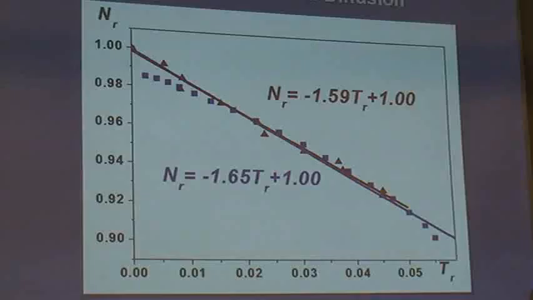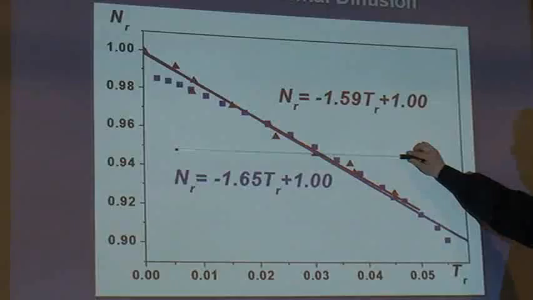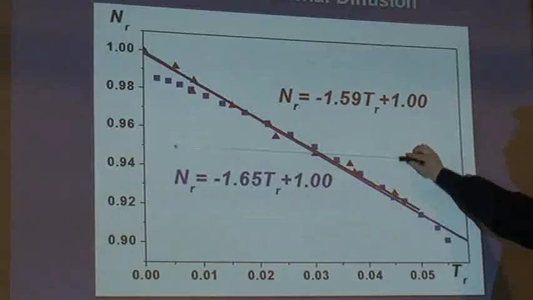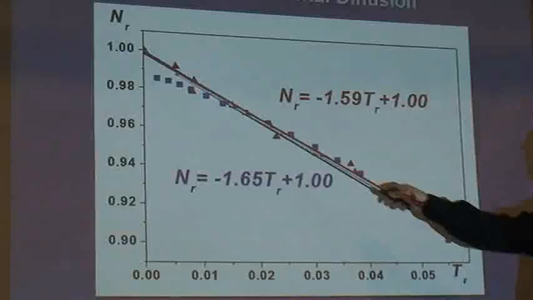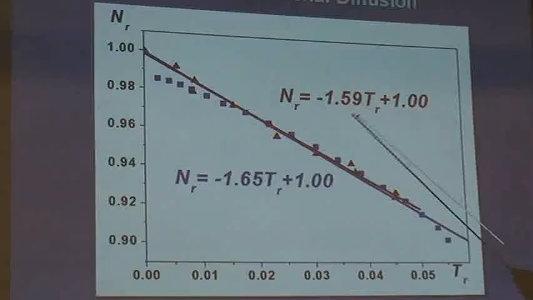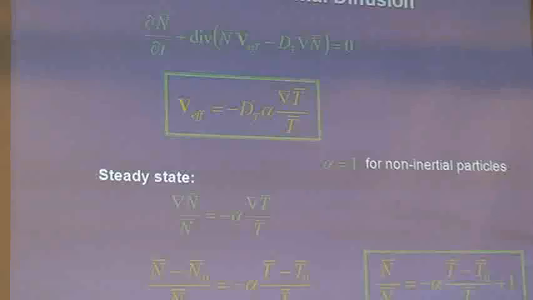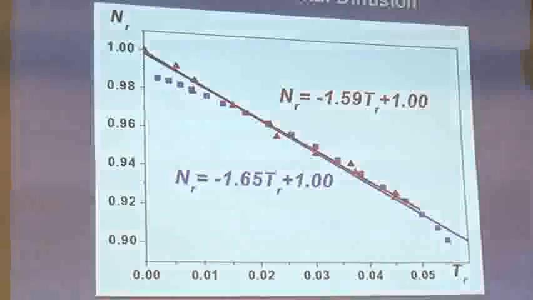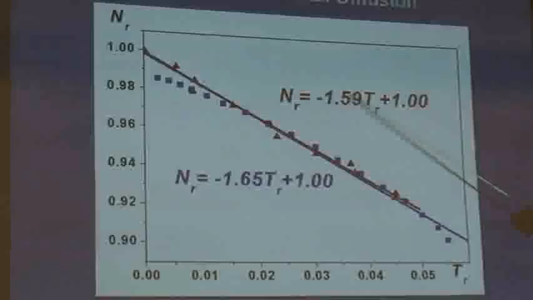This is the dimensionless number density versus temperature difference divided by T. If we don't know about the effect of turbulent thermal diffusion or the effect of effective velocity, we should obtain such a distribution: N is constant for anything. But we see this. Moreover, we performed a lot of experiments. The red line is an unstably stratified flow, the blue line is stably stratified flow. We always obtain that coefficient alpha is more than unity. I remind you that for non-inertial particles alpha equals 1, and for inertial particles there is a contribution.